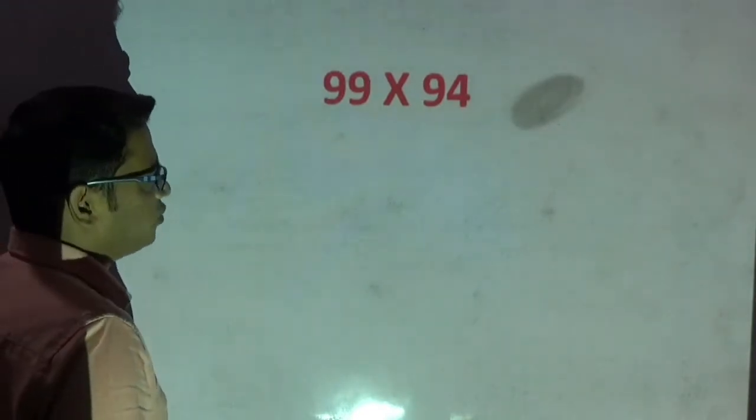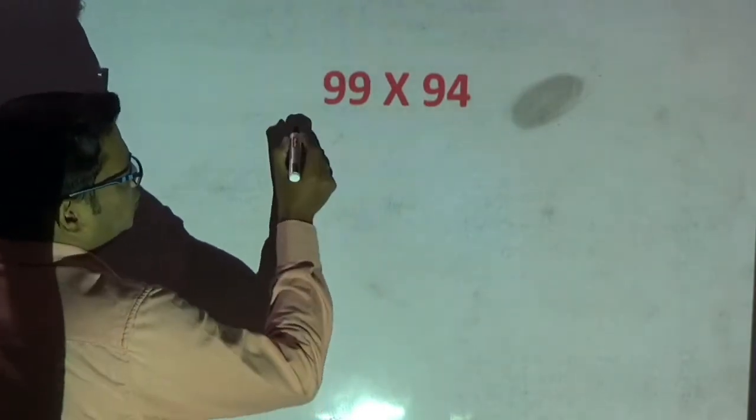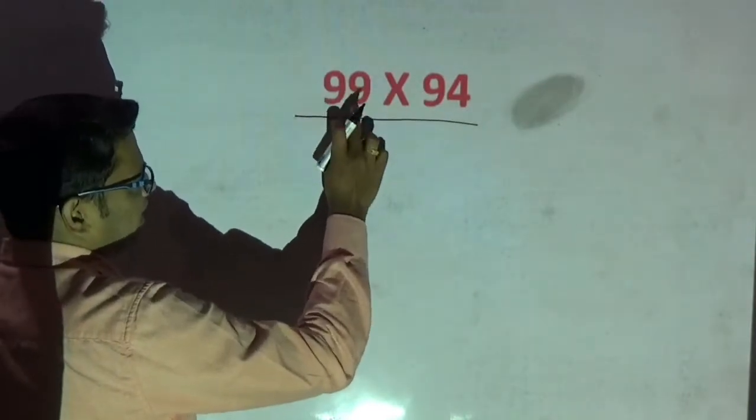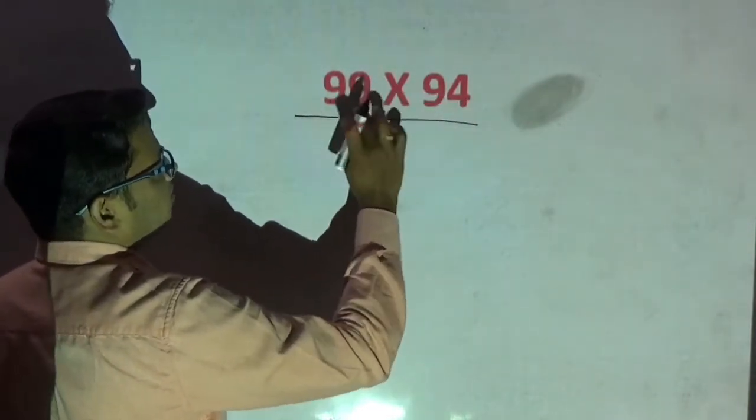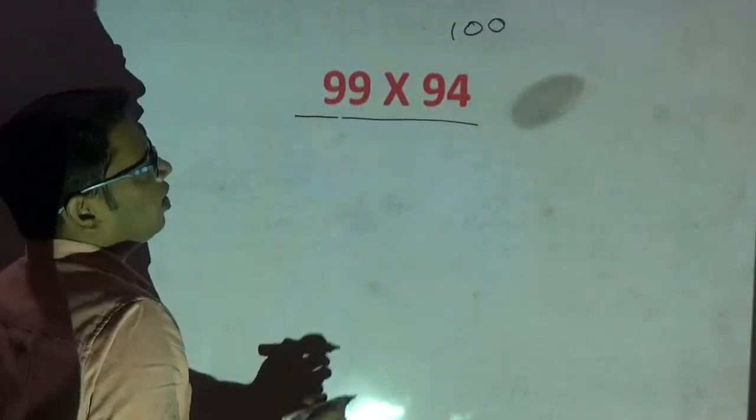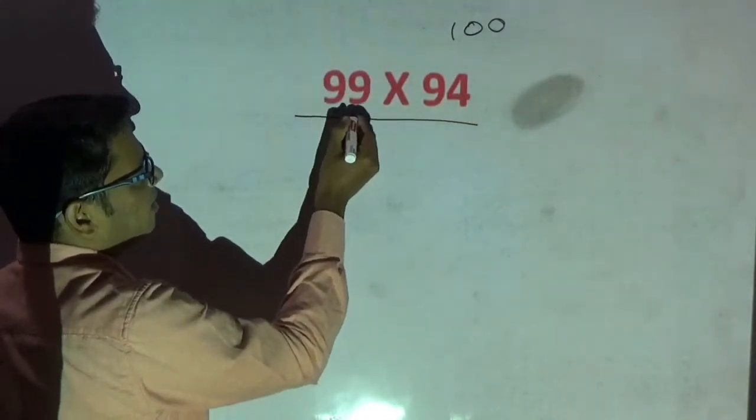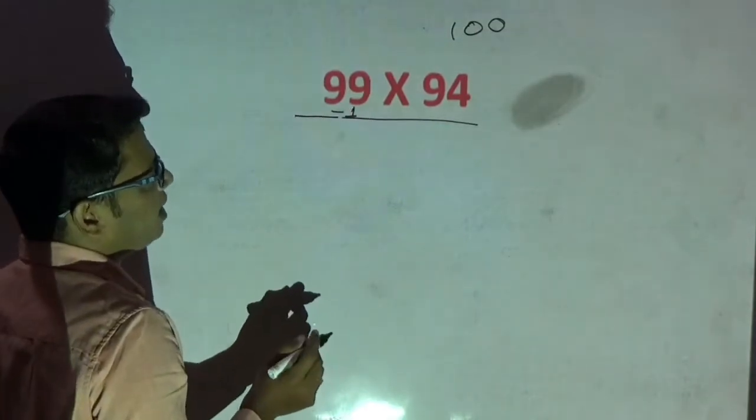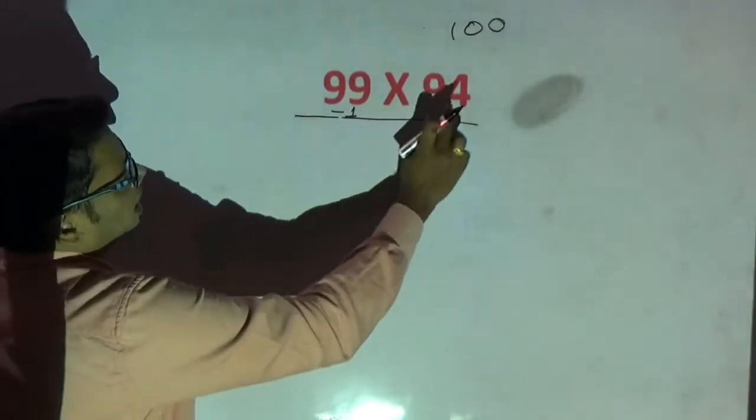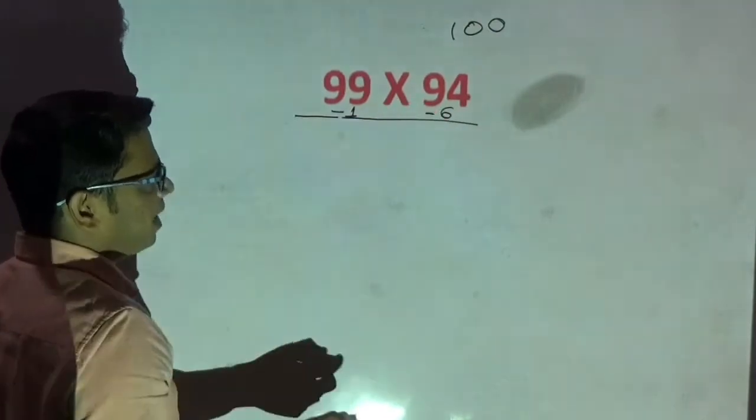Whatever multiplication I am doing, I am using the base method. So please observe a few examples very carefully. See, I am multiplying 99 by 94. These two numbers are near to which number? 100. 99 is below 100 by how much? It is less than 100 by 1. Since it is below, I represent it by a negative sign, minus 1. 94 is less than 100 by 6, so I represent that by minus 6.